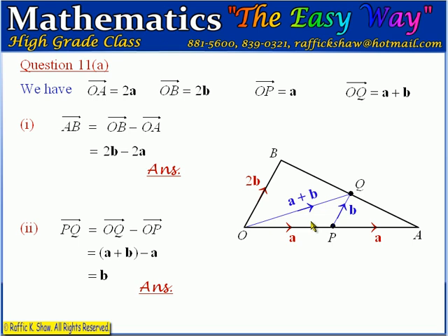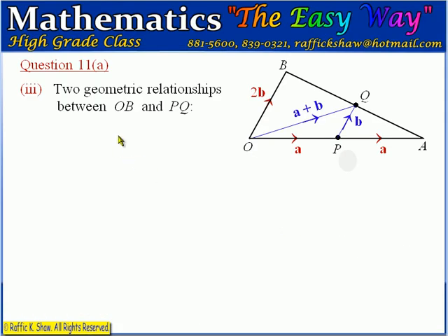So let's move down now to part 3. Now part 3 is asking us to state two geometric relationships between the line segment OB and PQ. So what we need to do is compare the vector OB and the vector PQ so we can establish a relationship between them. Now usually the geometric relationships between lines in vectors that they are looking for are parallelism and also the ratio of lengths, or the relationship between the lengths. So we need to examine the relationship between these two lines in terms of whether or not they are parallel, and then also look at the ratio of the lines in terms of the length of these two lines. So let's look at that.